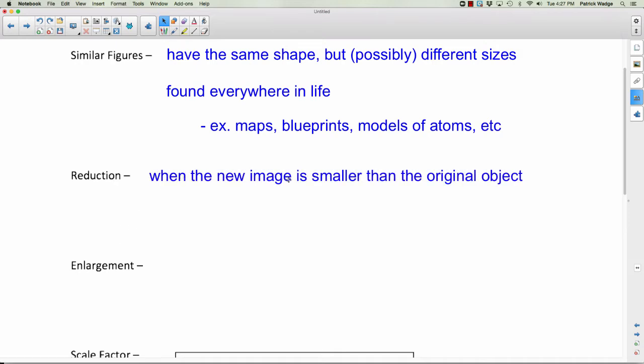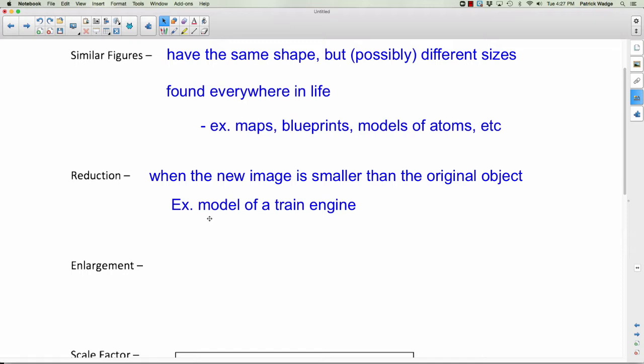Basically, when the new object, or the new image I should say, is smaller than the original object, this is called a reduction. So for example, a model of a train engine. You get your materials out and you build a model of a train engine. And now it's sitting on the desk in front of you. This beautiful train engine staring you in the face. Well, I would imagine that your train engine on your desk is a lot smaller than a real train engine. Otherwise, it's going to crush the desk and you.